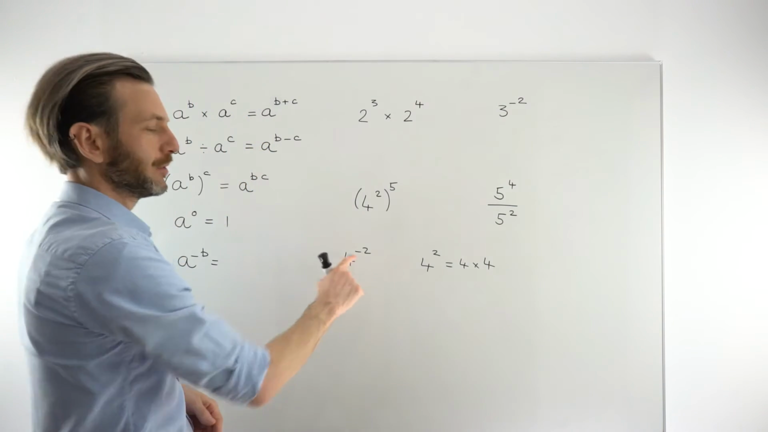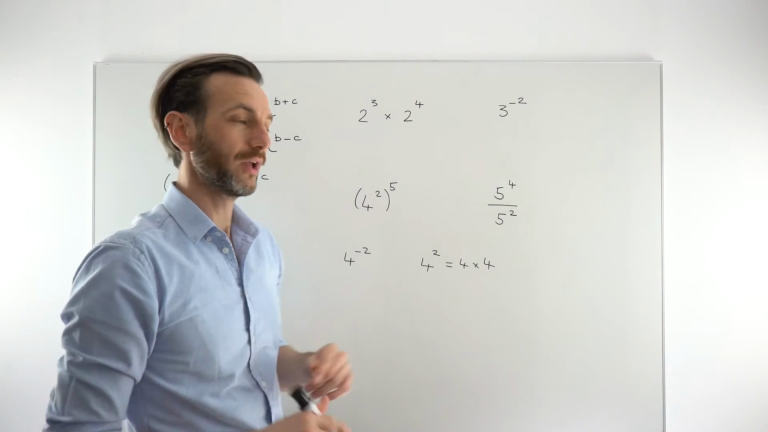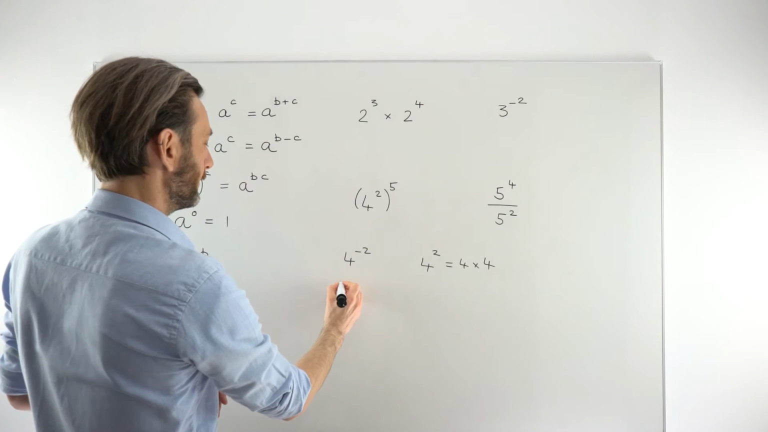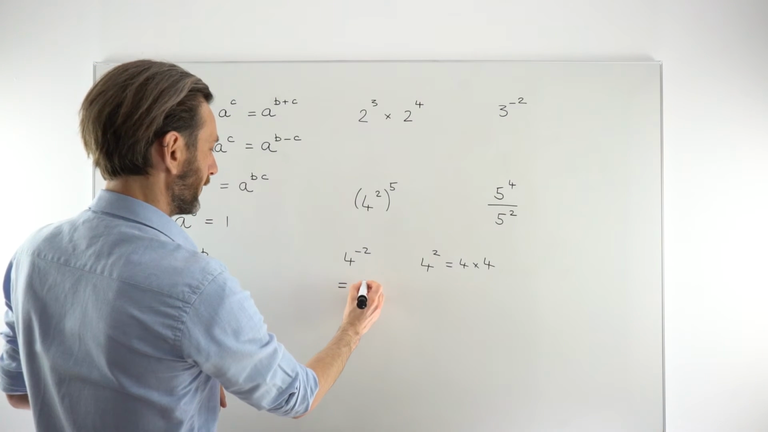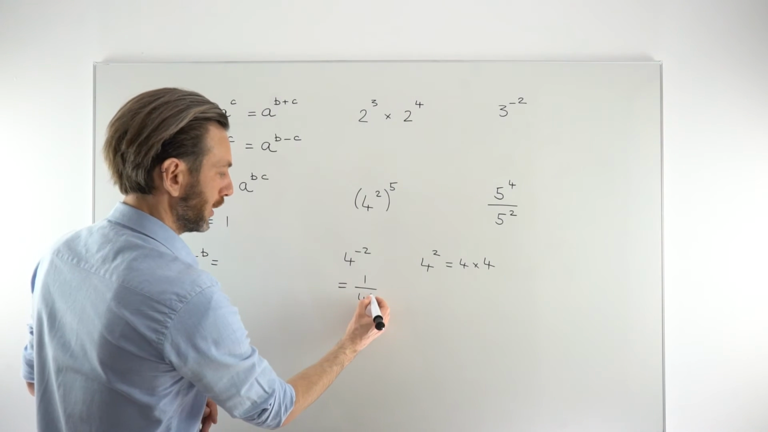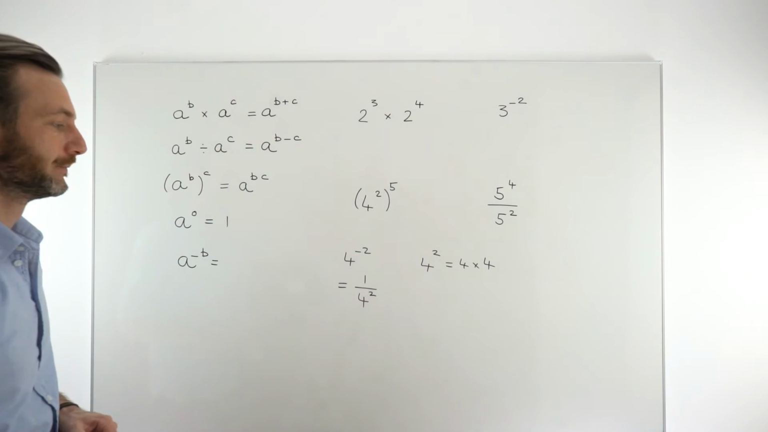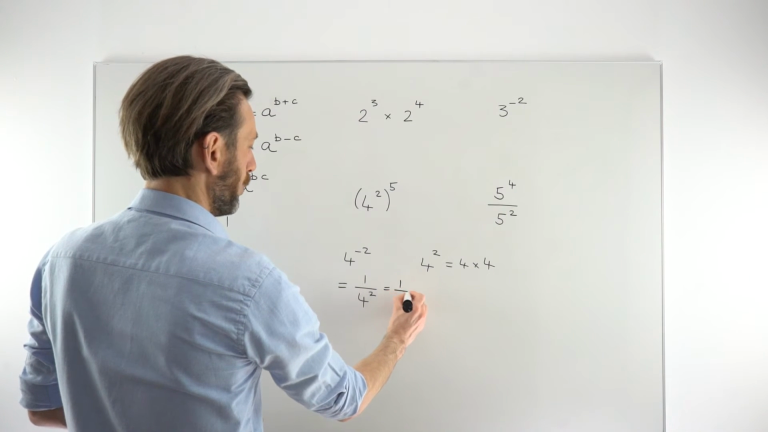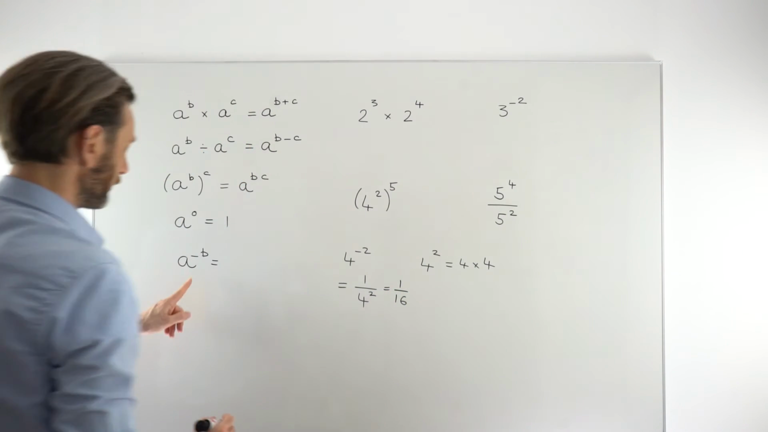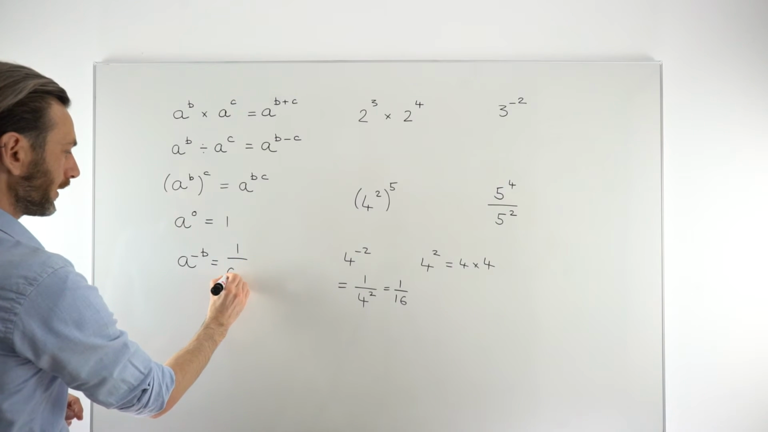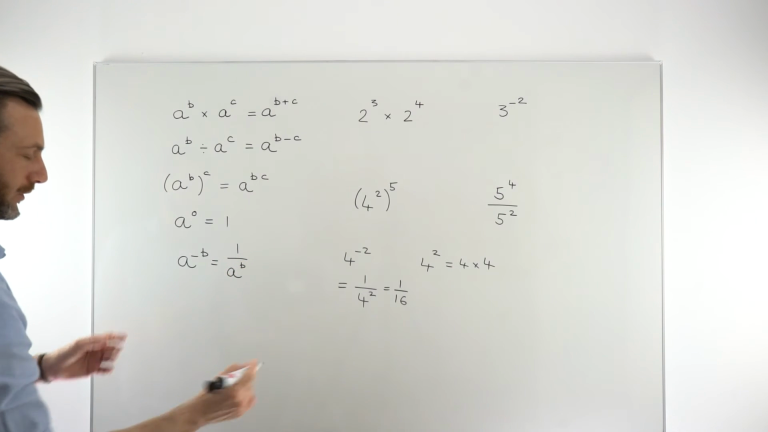This guy though, how do you multiply 4 to itself minus 2 times? That's kind of weird, right? So we need a way to be able to process this, and it turns out that this rule is that you just turn it into a fraction and change the power to a positive. So 4 squared, 4 times 4 is 16, so this guy would end up being 1 over 16.